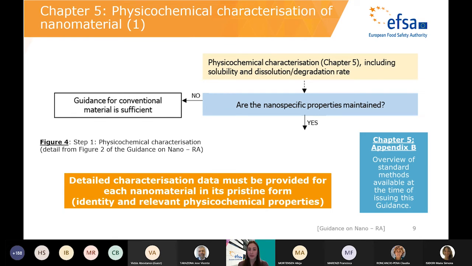Related to chapter number 5, Appendix B provides an overview of the currently available standard methods for the physicochemical characterization, and specific attention should be given to protocols regarding sampling, sample preparation, and dispersion protocols.